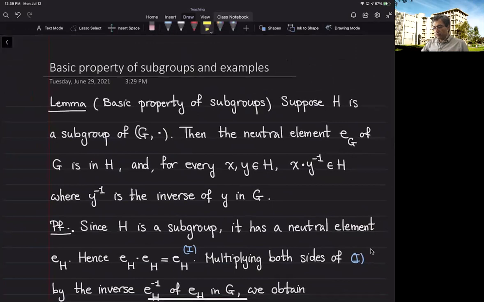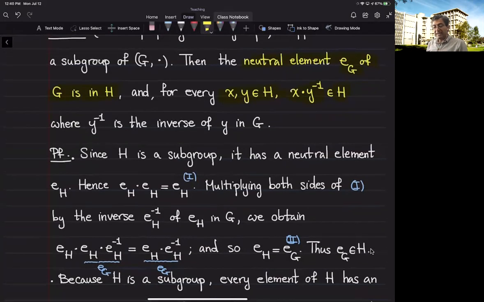So suppose H is a subgroup. Then the claim is that the neutral element of the group is inside H, and for every pair of elements x and y that I give you, x dot y inverse is inside H. So it's the converse of the subgroup criterion with this additional information. Okay, because H is a subgroup, H is a non-empty set, and it has a neutral element, in fact. So suppose the neutral element of H is E sub H.